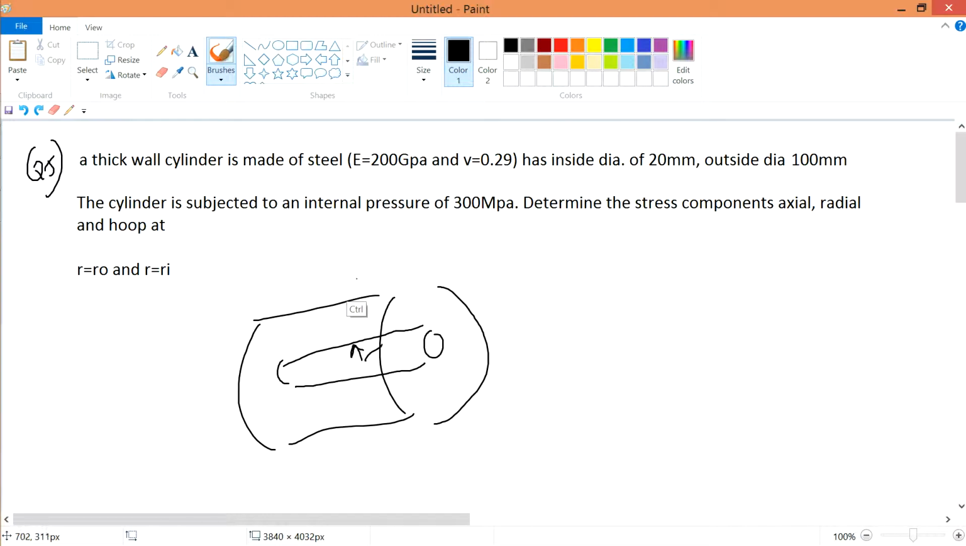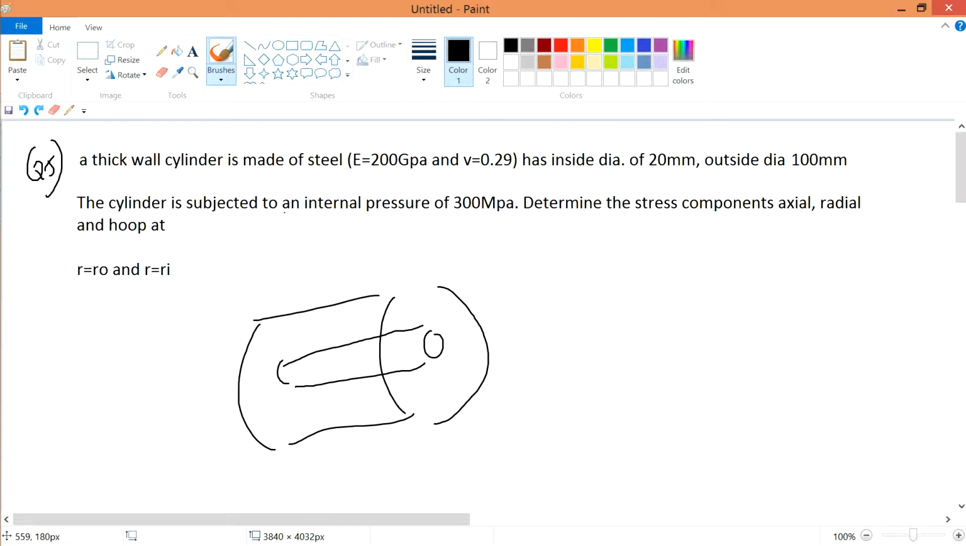We normally would assume that the outside pressure is always equal to 0. So far so good. And determine the stress components in terms of axial, radial, and hoop, at r equals r_o, meaning the outside radius, and at the interior radius.